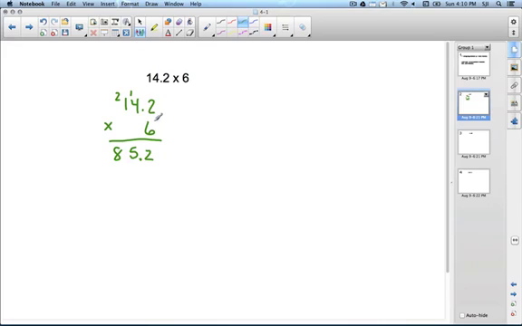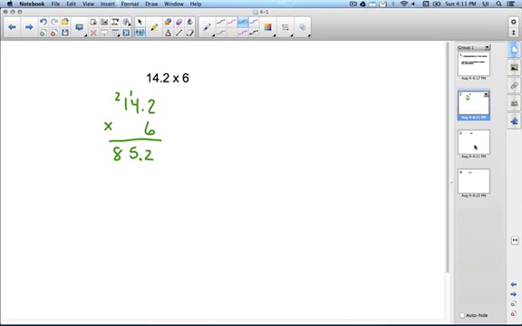So let me review with you how I figured out where the decimal point is going to go. I looked at the numbers that I multiplied and I counted all the numbers that are to the right of the decimal, or in other words, all the numbers that are decimals. And we only have this one right here. So that means if the decimal point was at the end of our answer here, we're going to move it over one spot and put it right there.